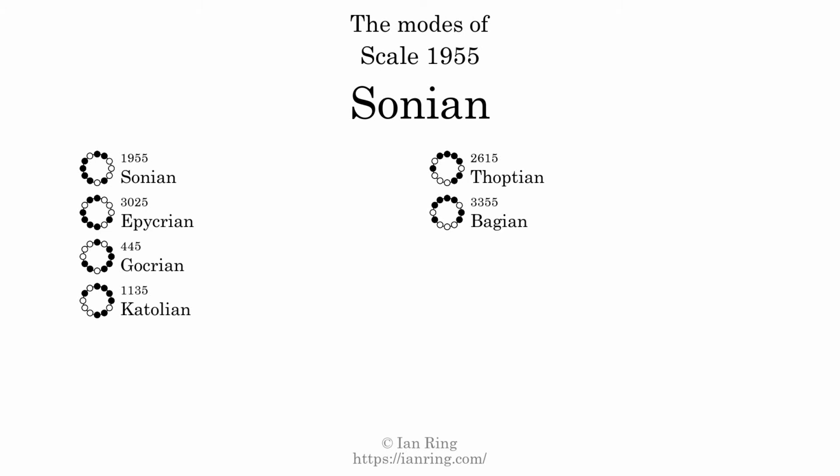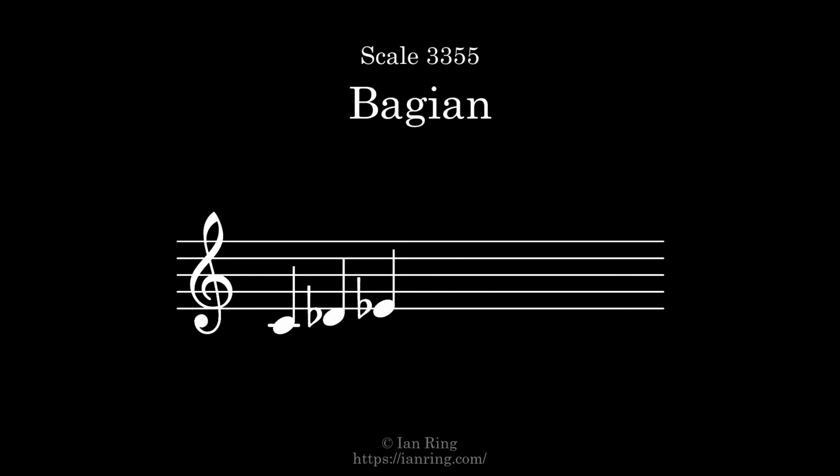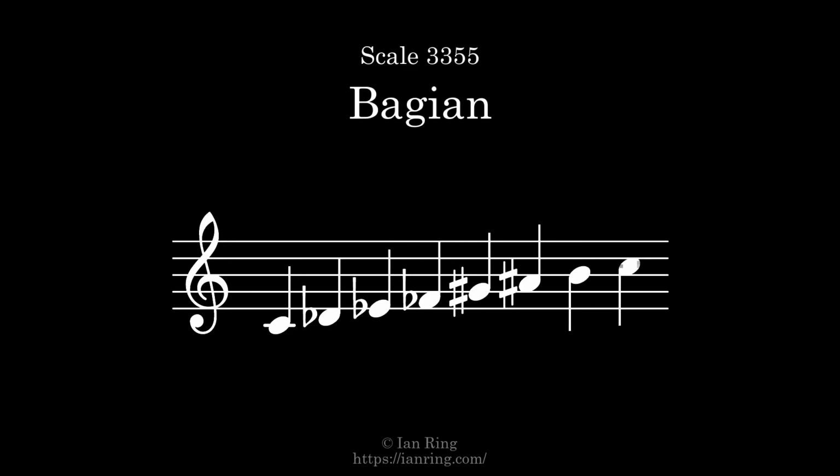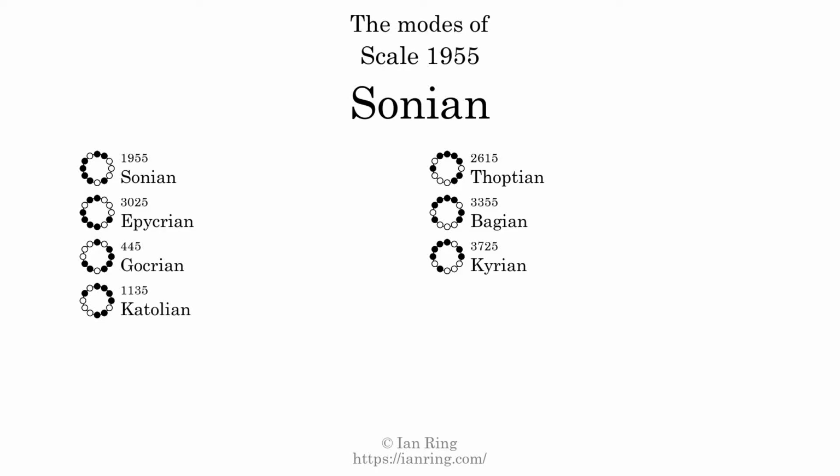The sixth mode is scale 3355, also known as Bajan. It sounds like this. The seventh and last mode is scale 3725, also known as Kyrian. It sounds like this.